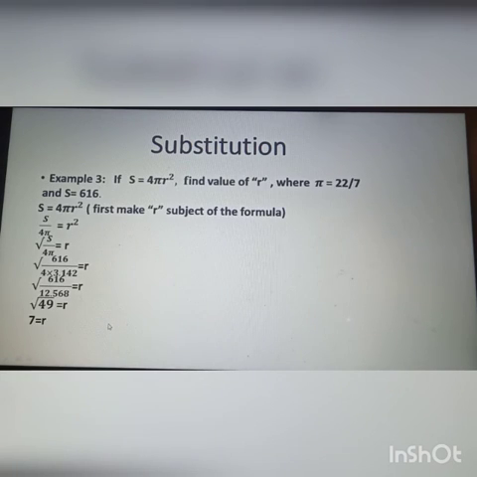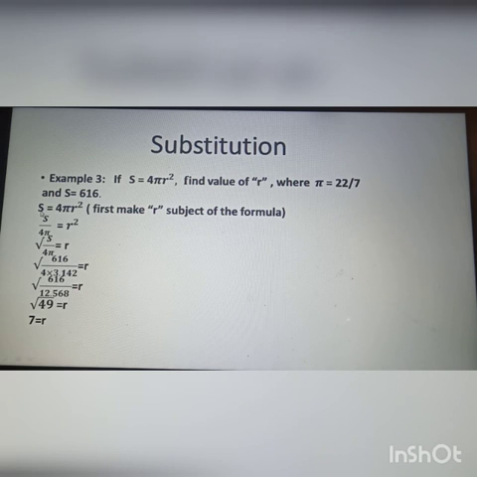Very simple and easy. One more thing, now this one is a little complicated question. This is how substitution and making the subject of the formula are involved within the same example. If s is equal to 4 pi r square, find the value of r. So r is unknown here and is to be calculated, where pi is this and s is also given, that is 616. So this is basically the question.